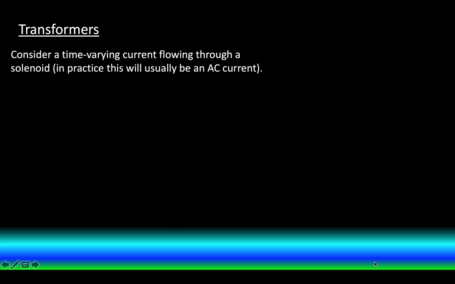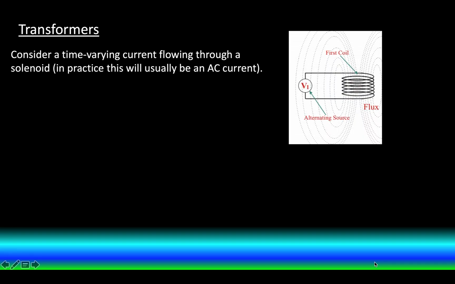A transformer is a very useful application of some of the ideas discussed in this chapter. To motivate the idea of a transformer, let us consider a time-varying current that flows through a solenoid. In principle, any type of electric current that changes with time will work for what we discuss here, but in practice, we will nearly always consider AC current.